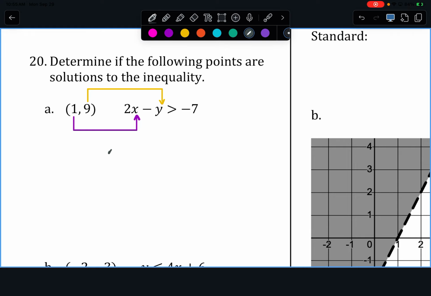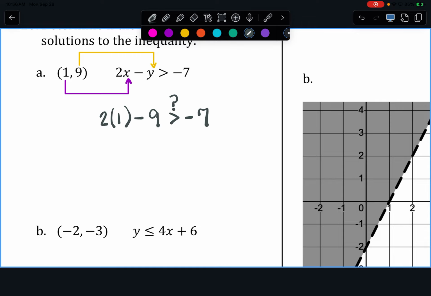So here we go. I'm going to plug it in. 2 times 1 minus y, which is 9. Is that greater than, and I'm putting a big question mark over that because that's the whole point, is it greater than negative 7? Well, let's see. 2 minus 9 is negative 7. Is negative 7 greater than negative 7? No. It's equal, and there's no equal to bar. So no, (1, 9) is not a solution to this inequality.